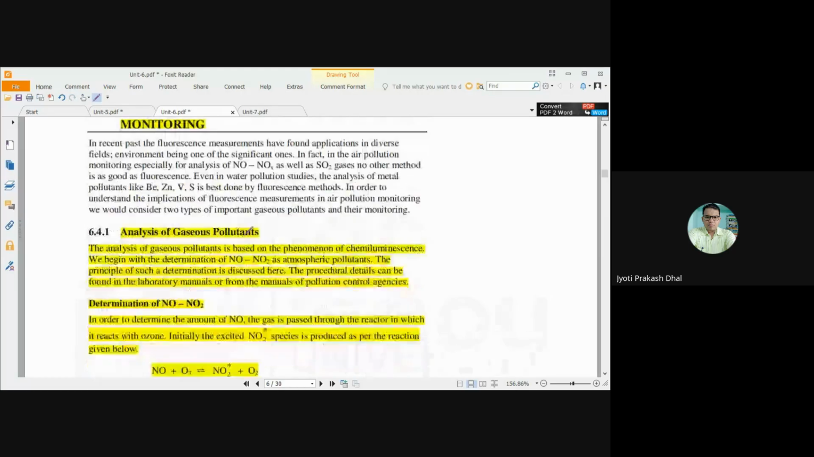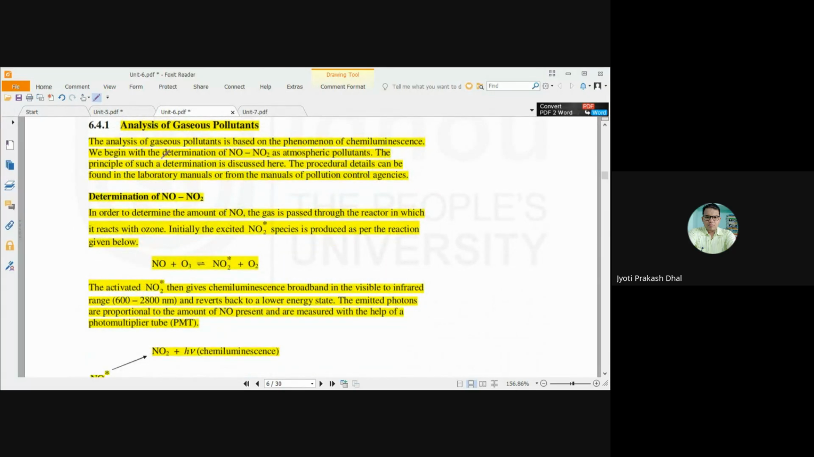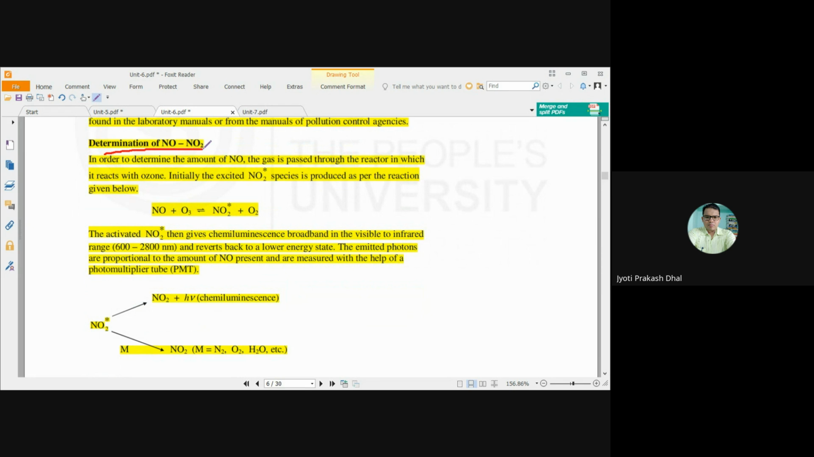This spectroscopy method can also help in the analysis of gaseous pollutants. The analysis of gaseous pollutants is based on the phenomenon of chemiluminescence. We begin with the determination of NO and NO2 as atmospheric pollutants. In order to determine the amount of NO, the gas is passed through a reactor in which it reacts with ozone and is initially excited to an NO2 star species, as per the reaction given below. So NO reacts with ozone to form excited NO2 molecule plus O2.